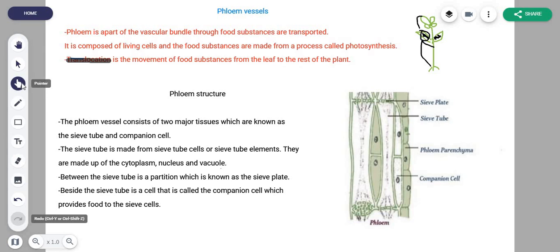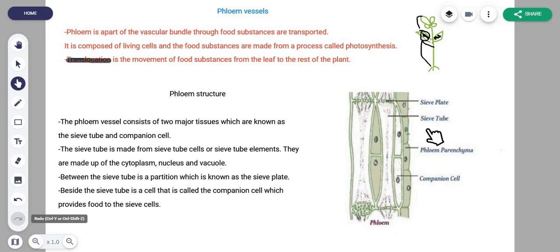So this is what translocation is. Basically, the sugar made here is transported to the different parts of the plant, including the flower, stem, leaf, and this is called translocation. As simple as that. So let's understand the phloem structure. So let's have a look at the structure here. This is a very basic structure and has everything that you need to know. If there's anything extra, I'll let you know.